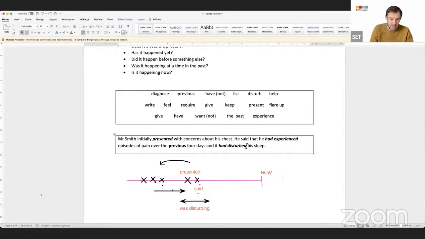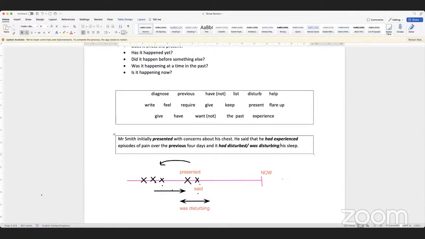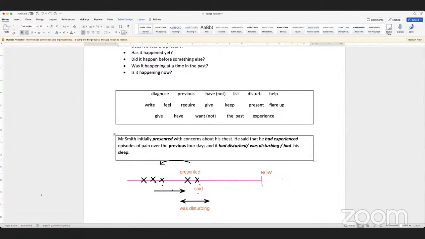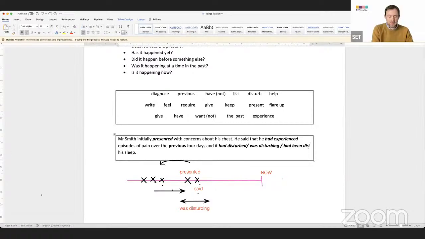Here, it was disturbing would be okay. He had been disturbing. He had been disturbed by. Yeah, but in this case, his sleep is at the end of the sentence, isn't it? So we can't really do that. The sentence will be changed. It had been disturbing is what you'd say.